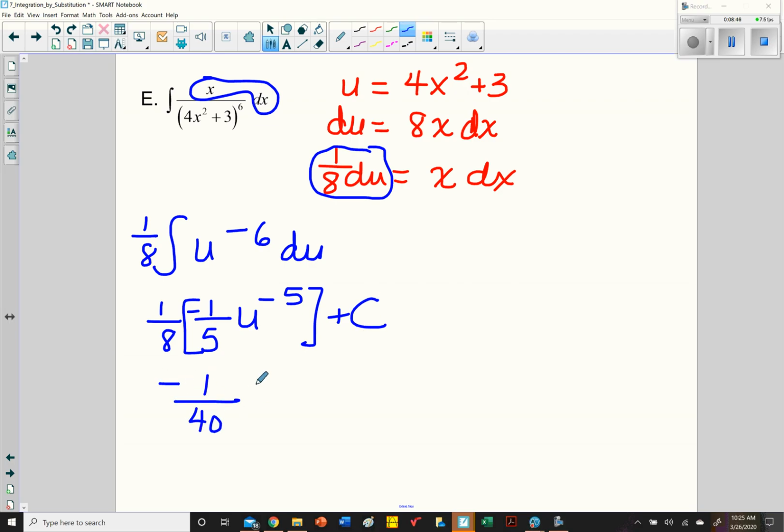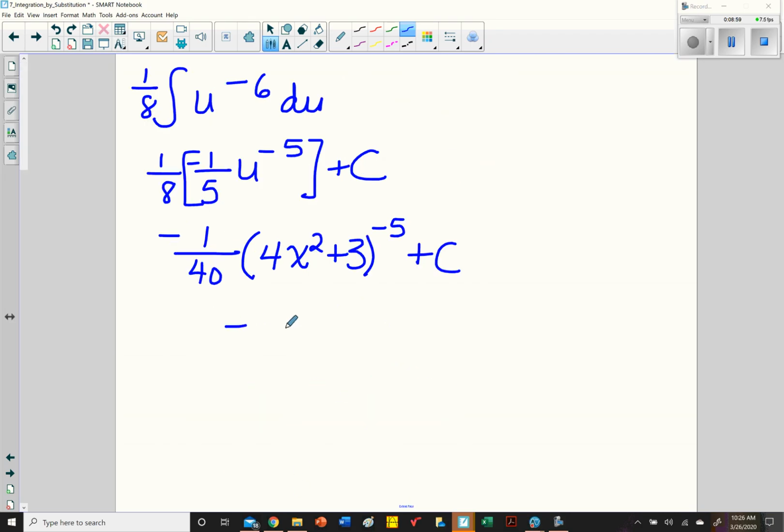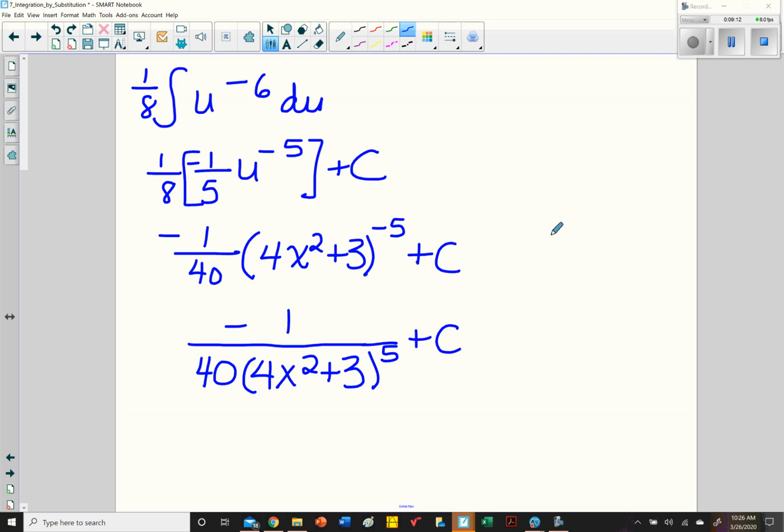-1/40. And what was u? 4x squared plus 3 to the -5th power. So what does that look like? Either that or -1 divided by 40 times 4x squared plus 3 to the 5th power plus a constant. Either that one or that one. Just depends on what you prefer.